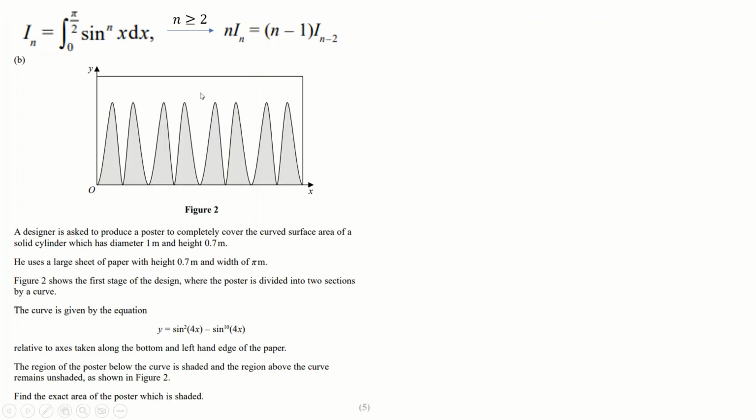Now part B is the bit that I didn't like so much. We're told this paper is 0.7 high and pi wide, so that's fine. Given the curve is this equation, so we can see immediately where this is going to come in, right? Because you've got sine to some big powers here. And we want to just find this entire area here. So we're clearly going to be integrating between pi and 0. Except if we integrate between pi and 0, this function here, we can't really use this result because this result holds between 0 and pi over 2. So how do we make this into 0 to pi over 2?